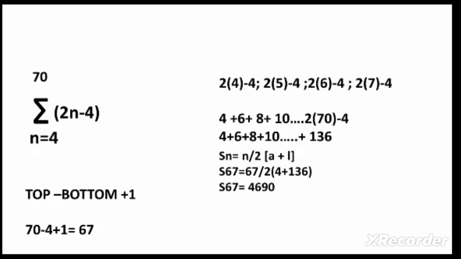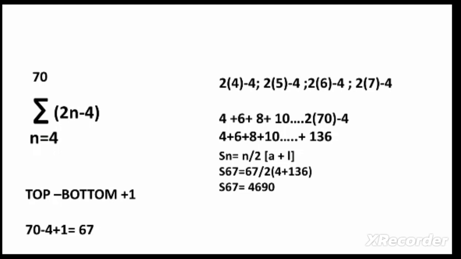So what do we do if we want to find the sum? How are we going to find the number of terms in this series? You're going to use the formula with the last term because you have it, and say Sn equals n divided by 2, in brackets a plus l, which is the last term. You substitute a, which is 4, and the last term, which is 136. But what about the number of terms in this series? You're going to use the formula top minus bottom plus 1. Top meaning the number at the top, bottom the number at the bottom, and then plus 1.